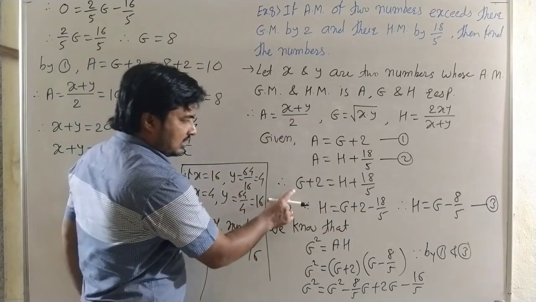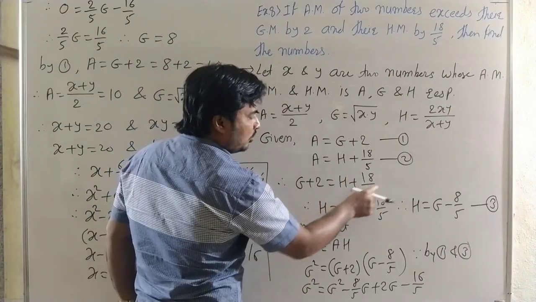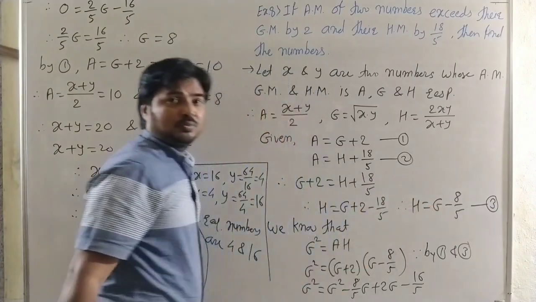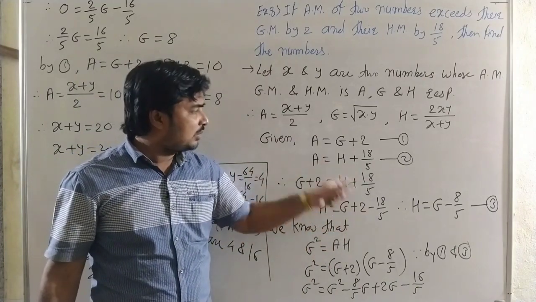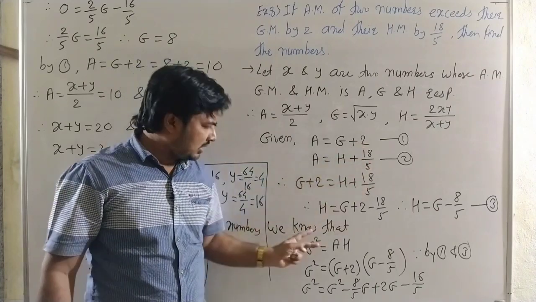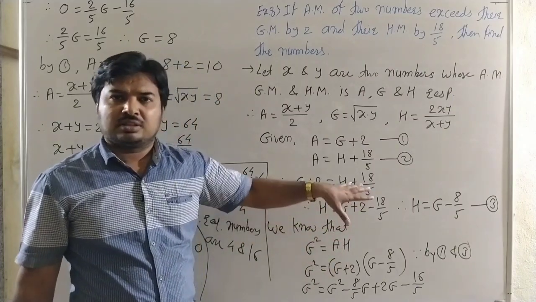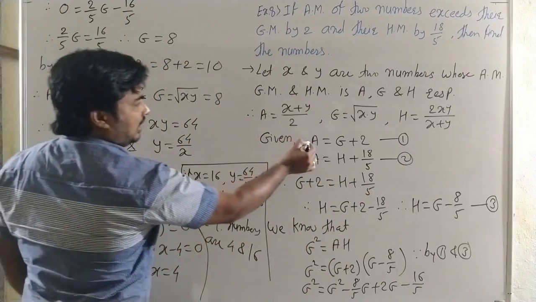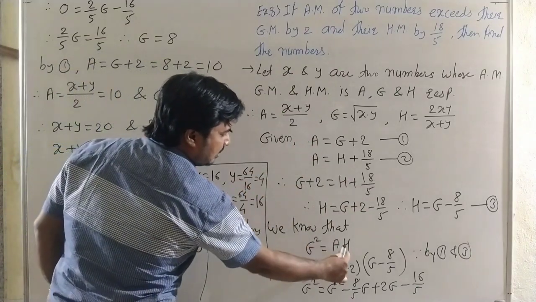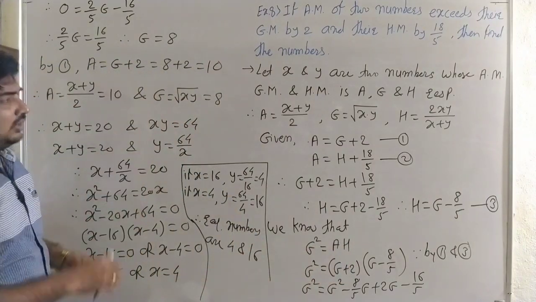Here we can write g = 18/5 − 2, that means 8/5, and h + g = h + 8/5. So g = (8 + h)/5, and a = h + 18/25. Then put the value of g and the value of a and solve this. We use a in terms of g and h also in terms of g, therefore g² = ah. First find the values of a and h. See carefully this example.